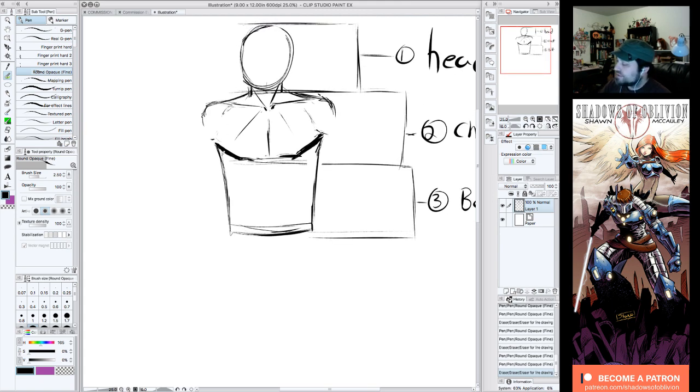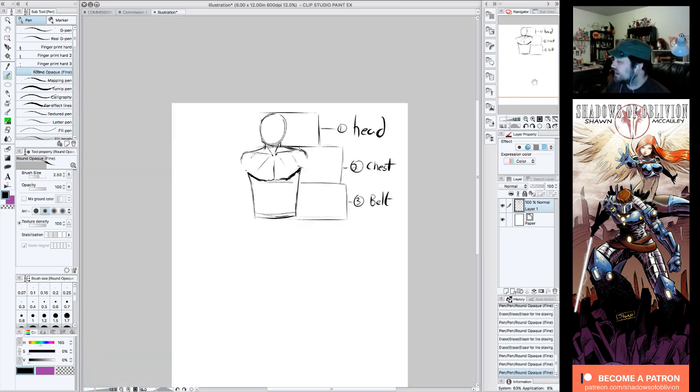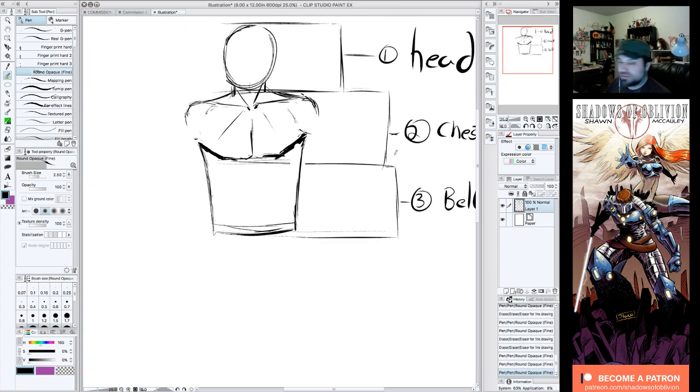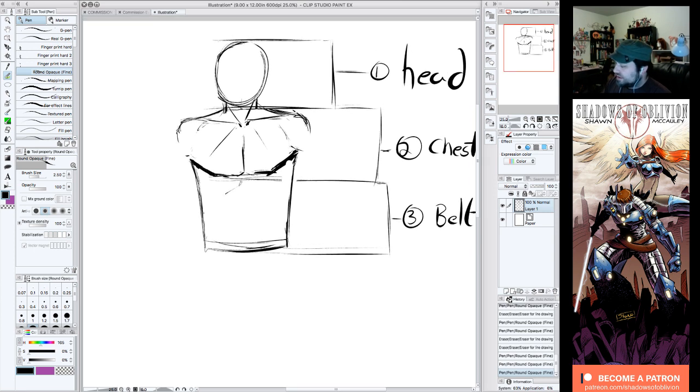If it was a more feminine shape, there's going to be a little bit more of a curve to it. But we can talk in more detail on that a little bit later. So third head length down, the belt or waist, whatever's easier for you. Throw a little stomach in here.